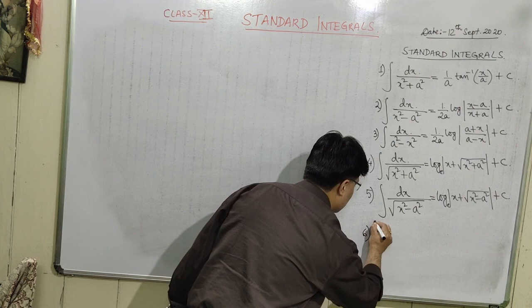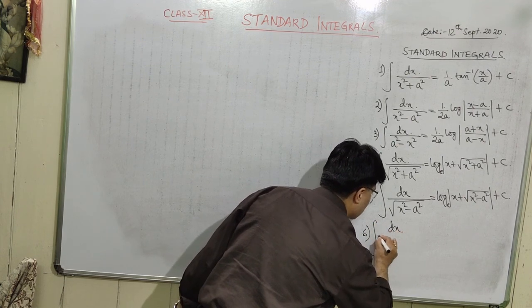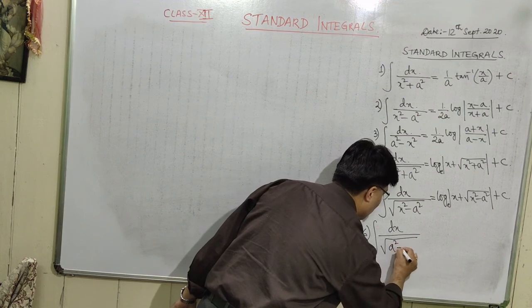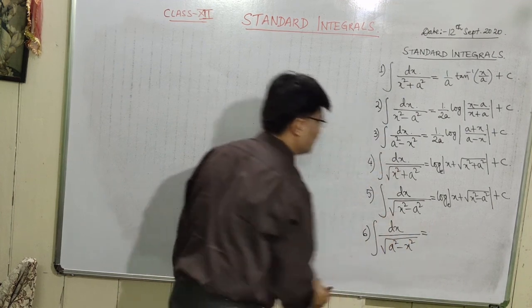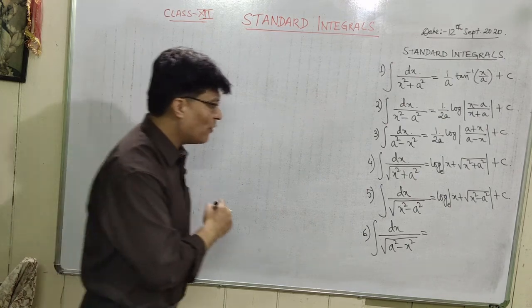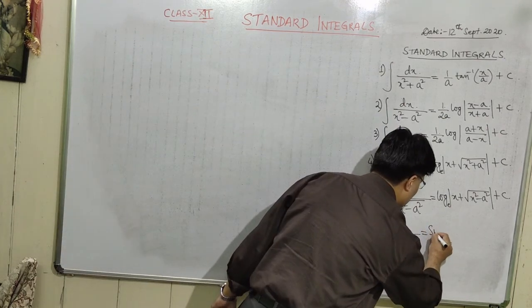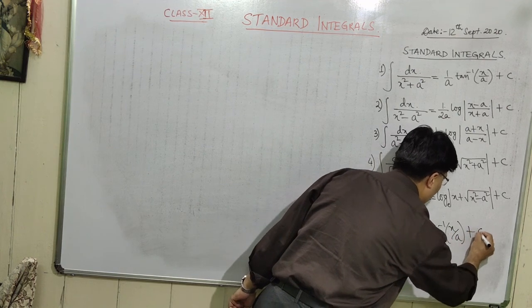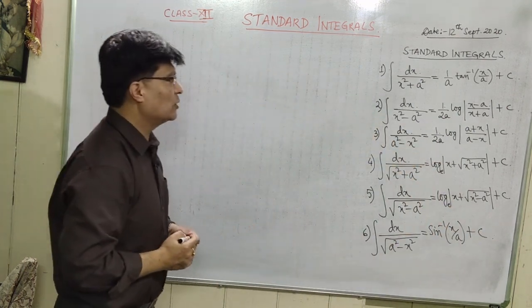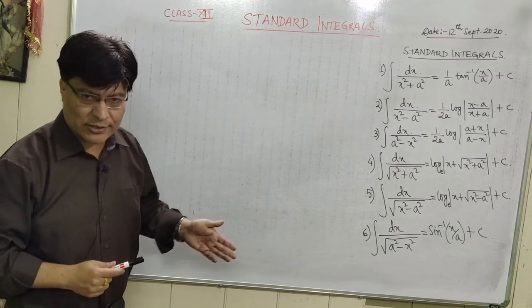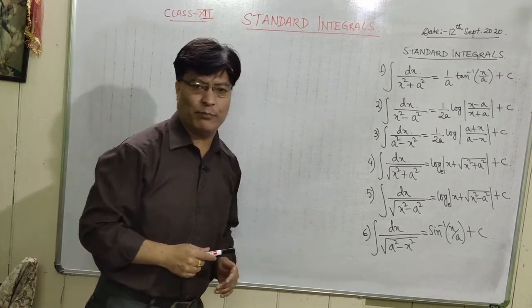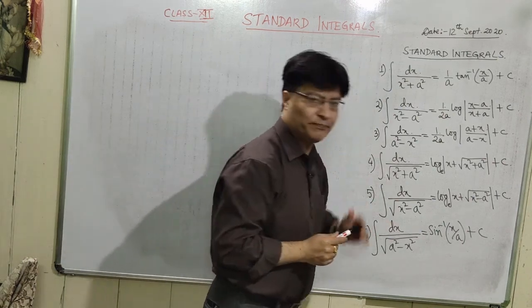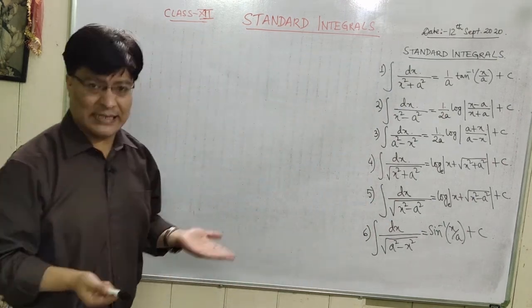Now number 6, integral sign dx divided by root over a square minus x square. What is the formula now? Its formula is sine inverse x upon a plus c. So these are all standard integrals, and these are also very, very important. You should memorize all these formulae. There are 6 standard integrals.